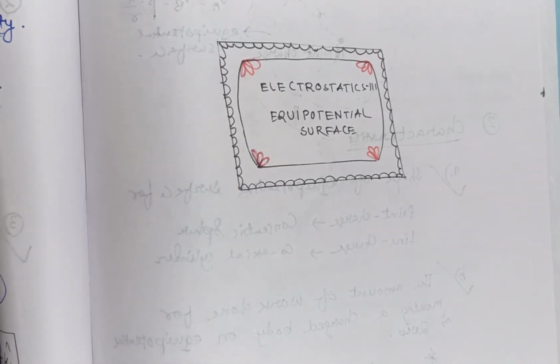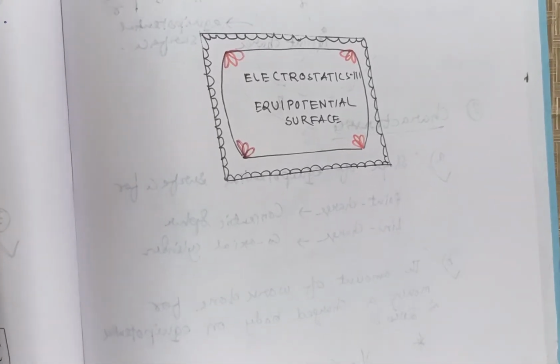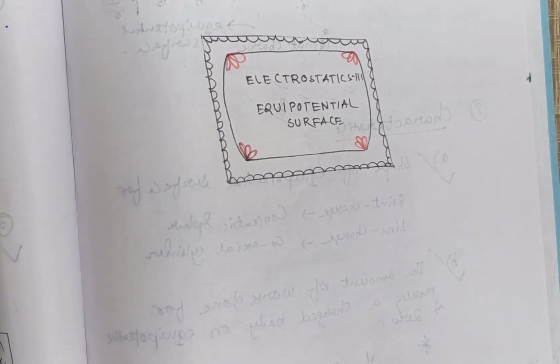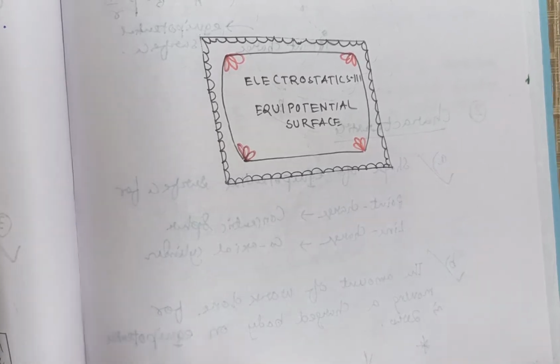Hello, my dear students. Today we will discuss the chapter Equipotential Surface of section 3 of electrostatics. In previous classes, we have discussed what electric potential is. Again, I am recalling the electric potential we know. Now we have to discuss equipotential surface.